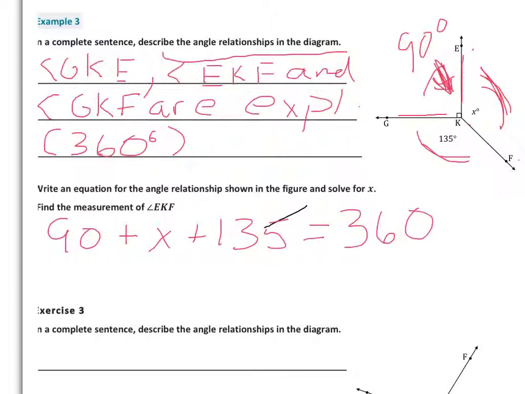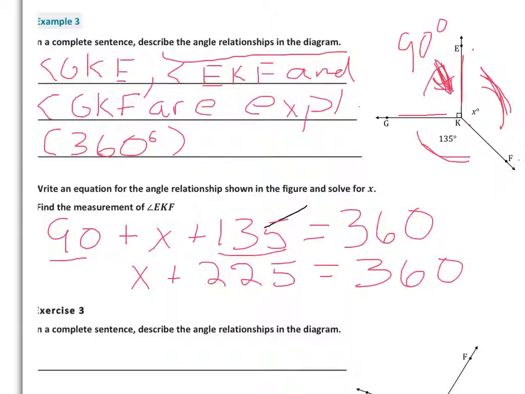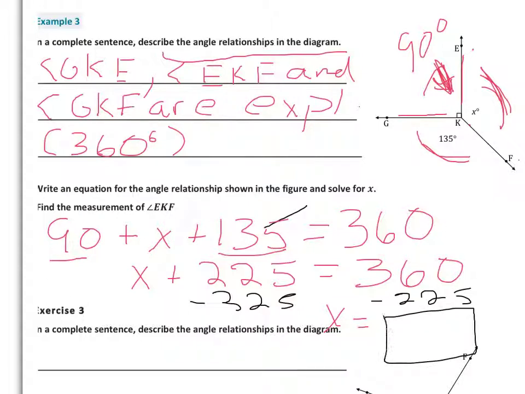360 degrees. Well, the first thing we want to do is add 90 and 135, and if we do that correctly, we should get that it equals 225 degrees, and that still is equal to 360. So to figure out angle x, we take away 225 from both sides, and that will be our answer once you figure it out.